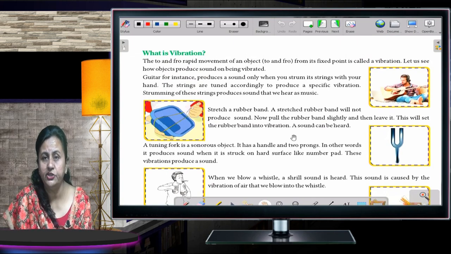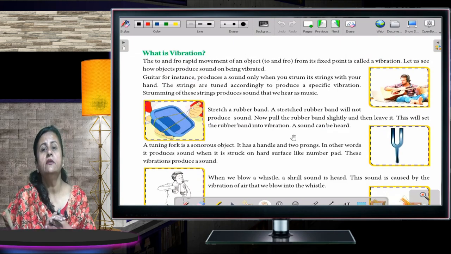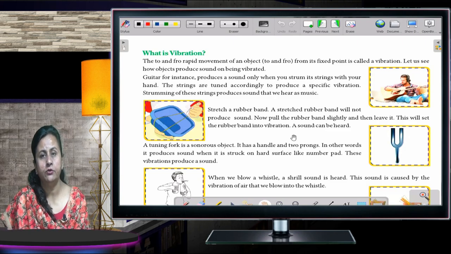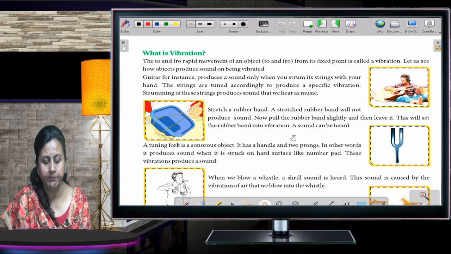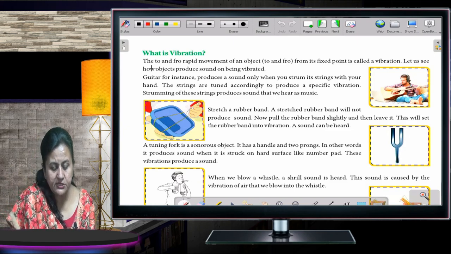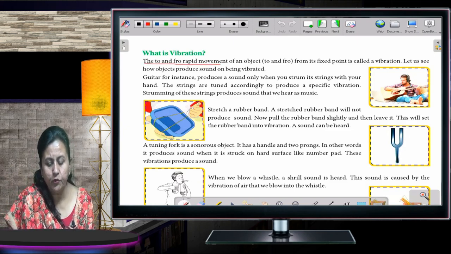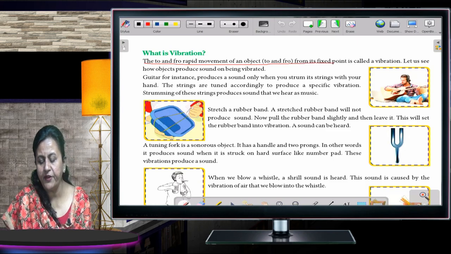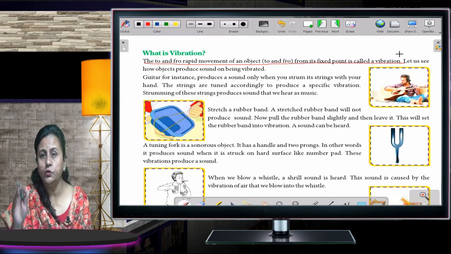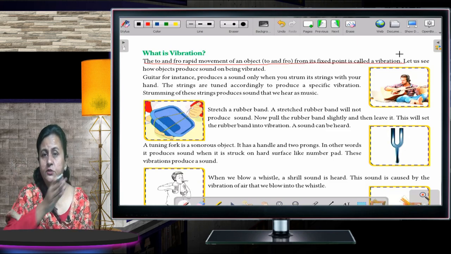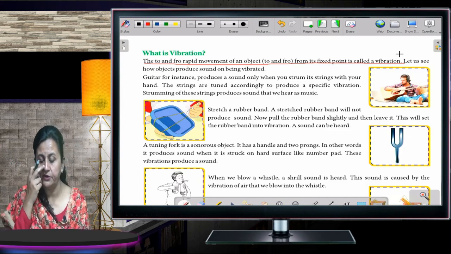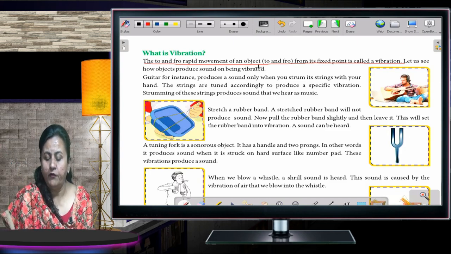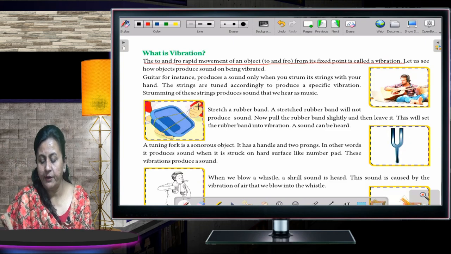What is vibration? Just now I told you, in case there is no vibration, no sound. But let me tell you now what vibration is. See, vibration is the to and fro rapid movement of an object from its fixed point. To and fro, this way, this way. That is to and fro movement of an object from its fixed point, and it is called vibration.